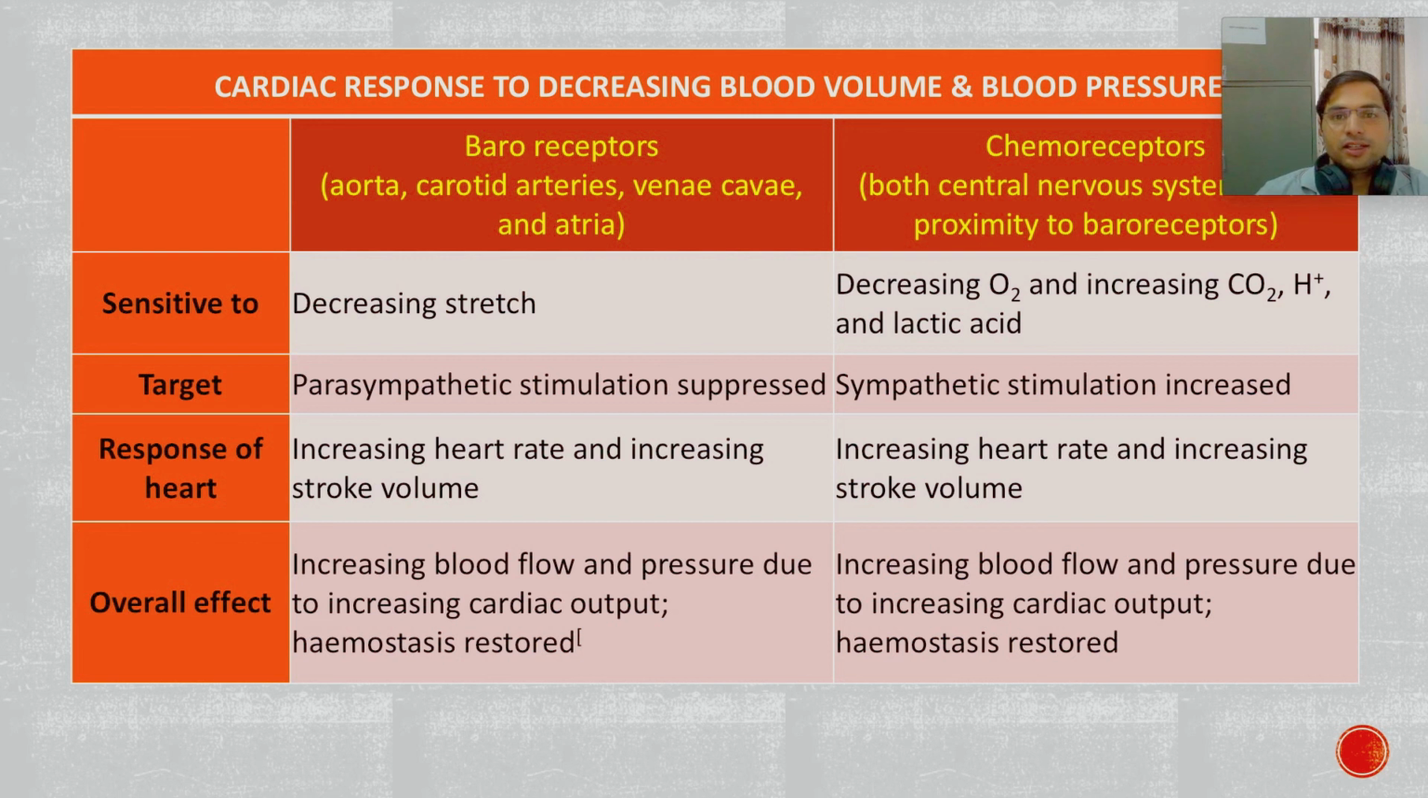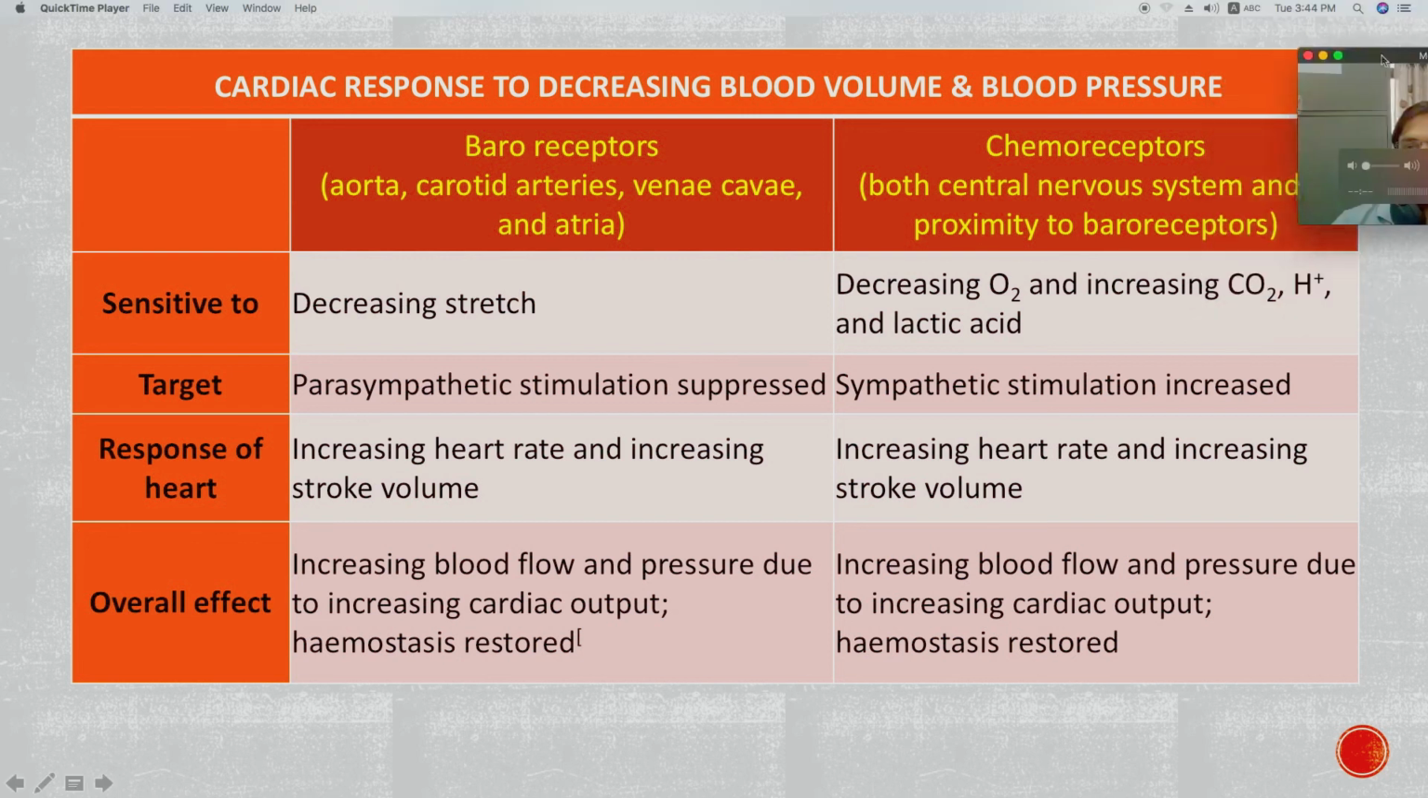So we have studied preload and now afterload. So these are the cardiac responses for decrease in blood pressure and blood volume. You can go through them. The baroreceptors and the chemoreceptors at these sites are sensitive to the stretch. The baroreceptors are sensitive to the stretch of these blood vessels, and the chemoreceptors are sensitive to changes in oxygen saturation of the blood, increasing carbon dioxide, the pH level, and the lactic acid. Right? Whenever these baroreceptors generate a response, they suppress the parasympathetic activity, and these chemoreceptors increase the sympathetic activity.